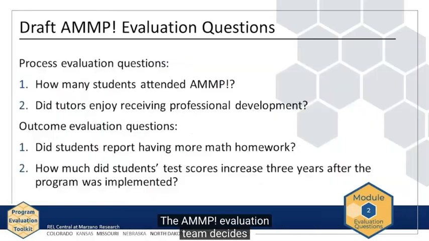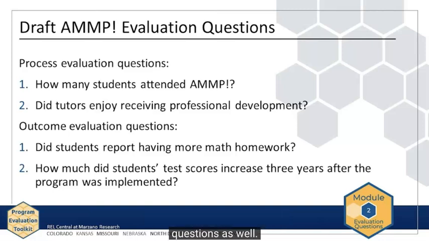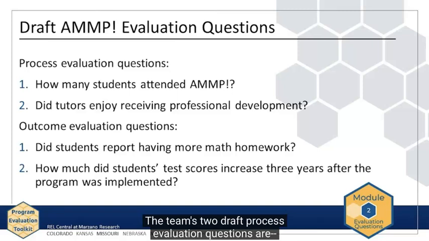The AMP evaluation team decides that because AMP is new, the team needs to ask process evaluation questions to learn more about how the program is being implemented and to inform potential changes to the program. However, the team is also interested in the outcomes of the program and decides to ask outcome evaluation questions as well. The team's 2 draft process evaluation questions are: how many students attended AMP, and did tutors enjoy receiving professional development?